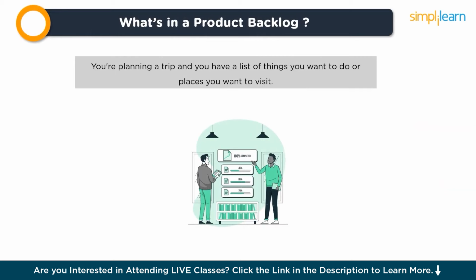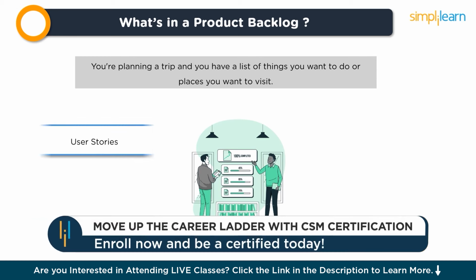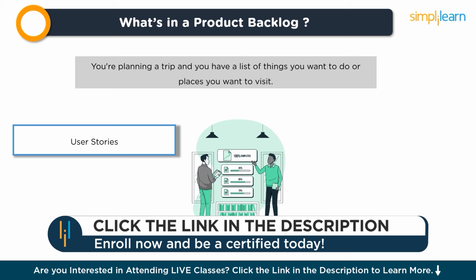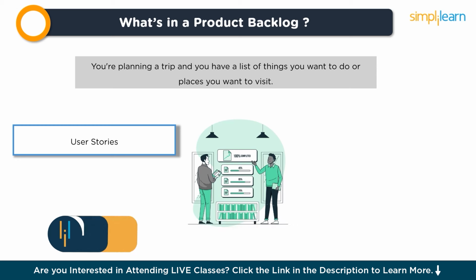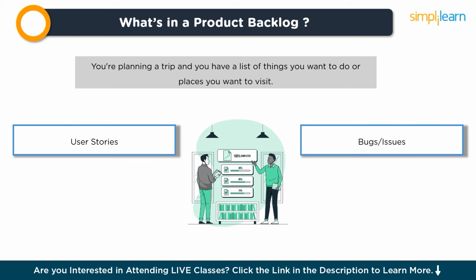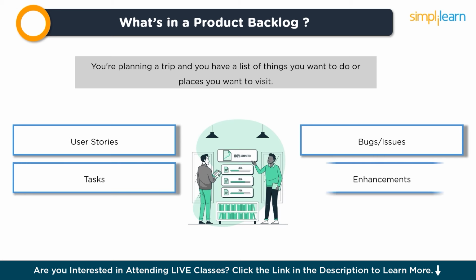A product backlog serves as a comprehensive checklist for a project team, outlining all the tasks required to enhance the product's quality. It encompasses various elements: user stories, brief narratives detailing desired features from the perspective of the end user, structured as: as a type of user, I want an action so that a benefit or value. Bugs or issues. Any flaws or malfunctions within the product are documented here for resolution. Tasks. These entail specific actions necessary for fulfilling a user story or rectifying a bug. Enhancements.